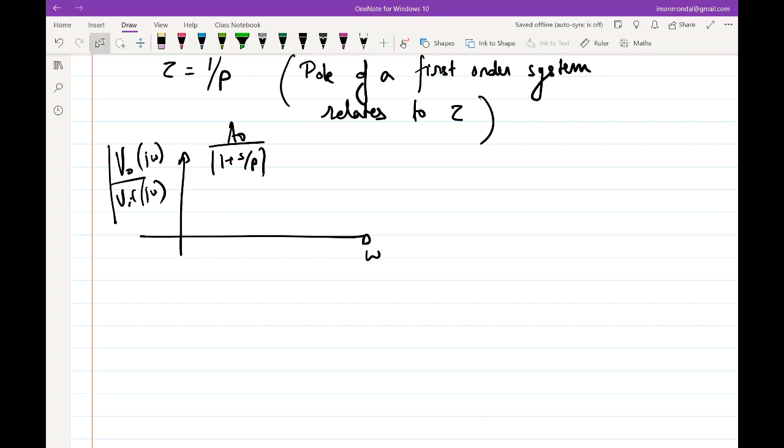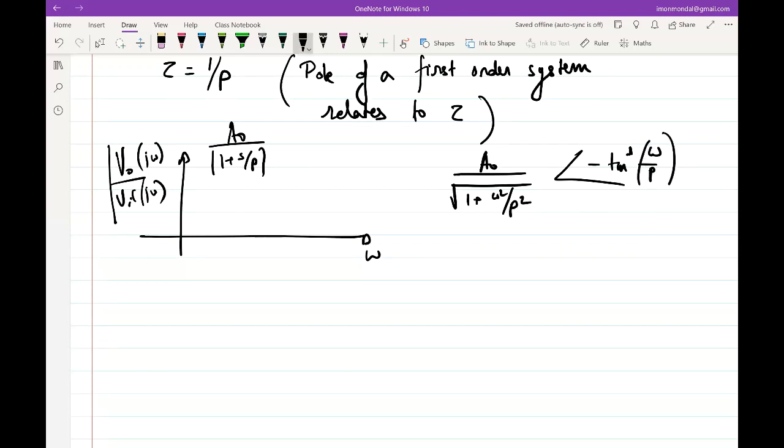What should I get? And what will be the expression of this? And what will be the angle? Right? So if I have to plot the magnitude transfer function first, what should it look like? At omega equal to 0, this should be A naught. And at omega equal to infinity, it should go to 0. And this should be like something like, what is happening here?